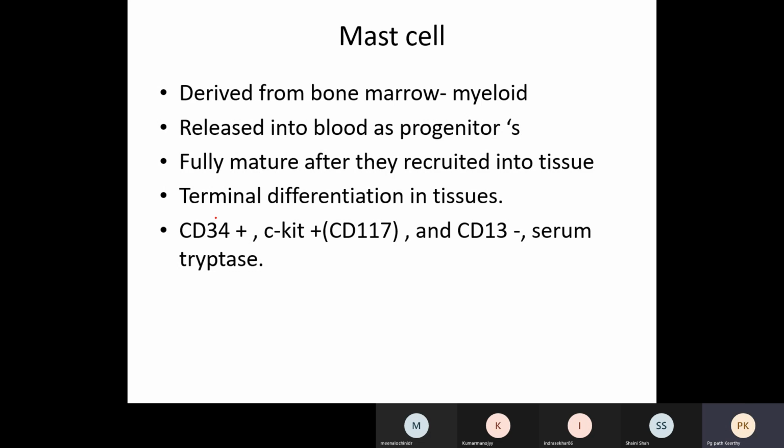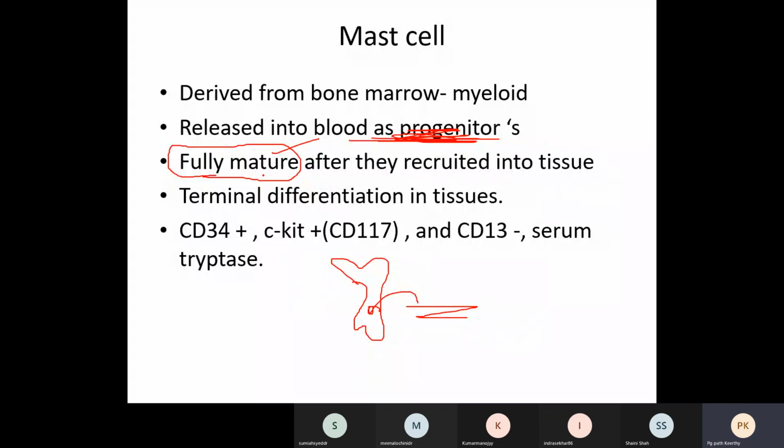It is derived from your bone marrow hematopoietic stem cell, especially the myeloid precursor. And how is it released? It is released as a precursor or a progenitor, and it will mature only after reaching your tissues. Normally in bone marrow, a mature cell will be released into the periphery, right? Whereas the mast cell will be released as an immature one or as a progenitor. After reaching the tissue, it gets matured.